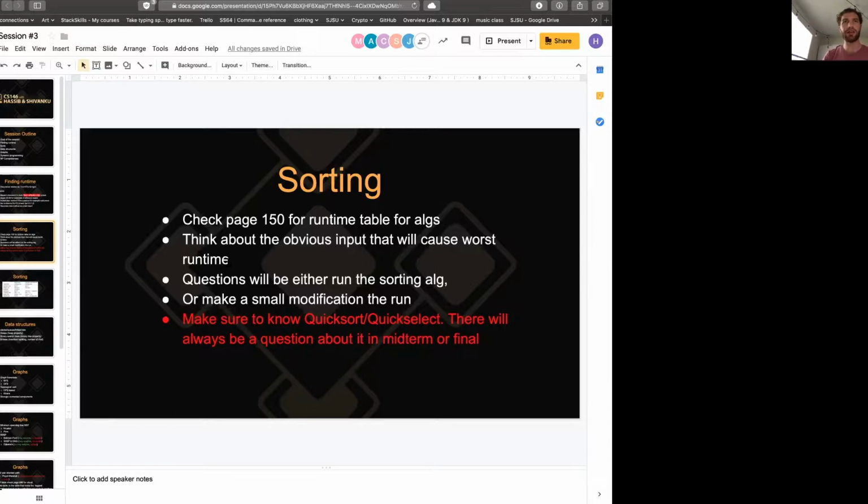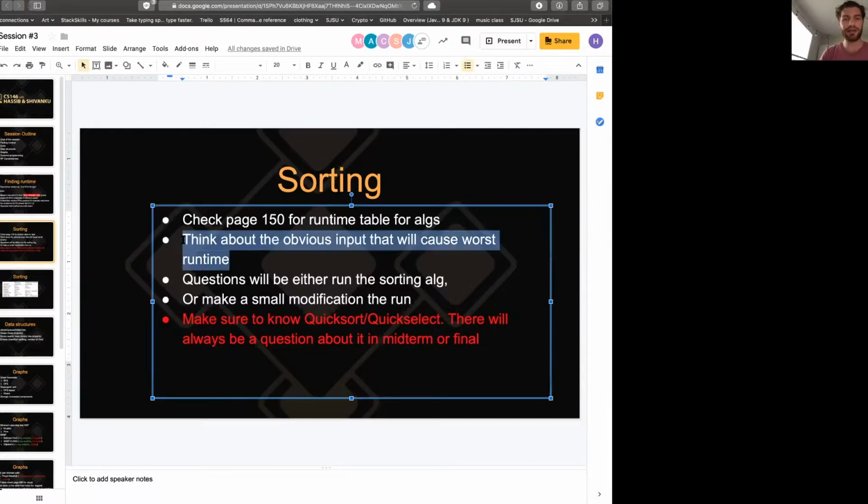And really when we're thinking about the input to produce the worst case, usually when it comes to comparison algorithms, we want to think about the input that gives the most number of comparisons. If my input causes a lot of comparisons, that means it's the input that's gonna get me the worst case. So that's something that is important to know about sorting algorithms.